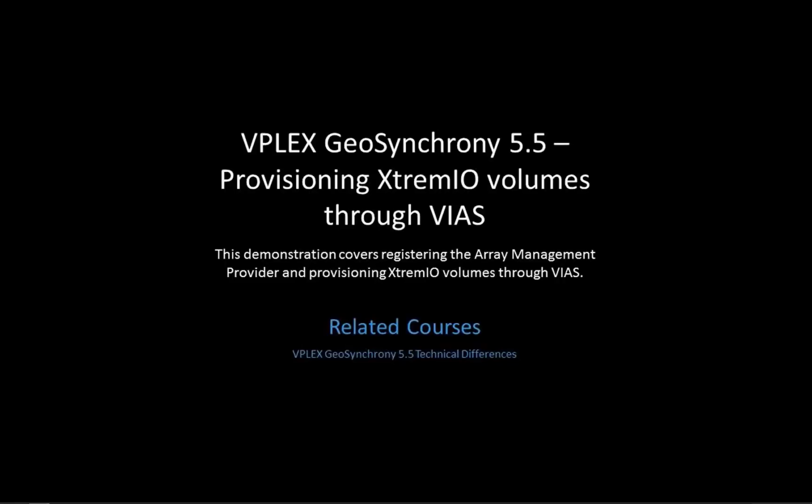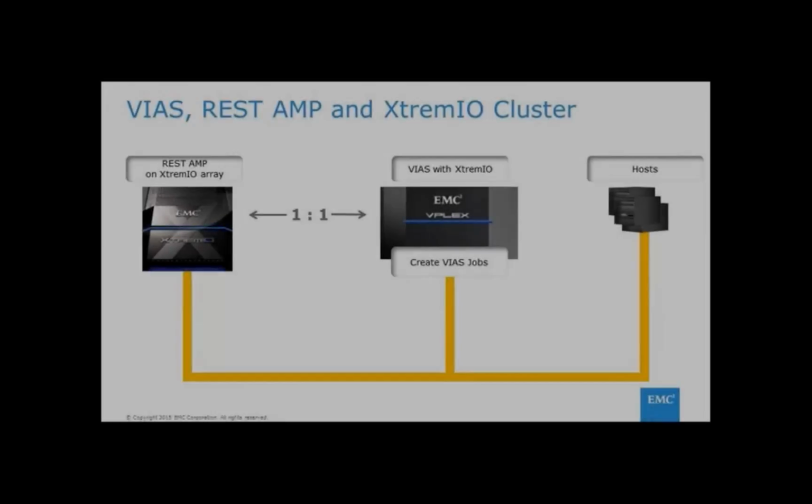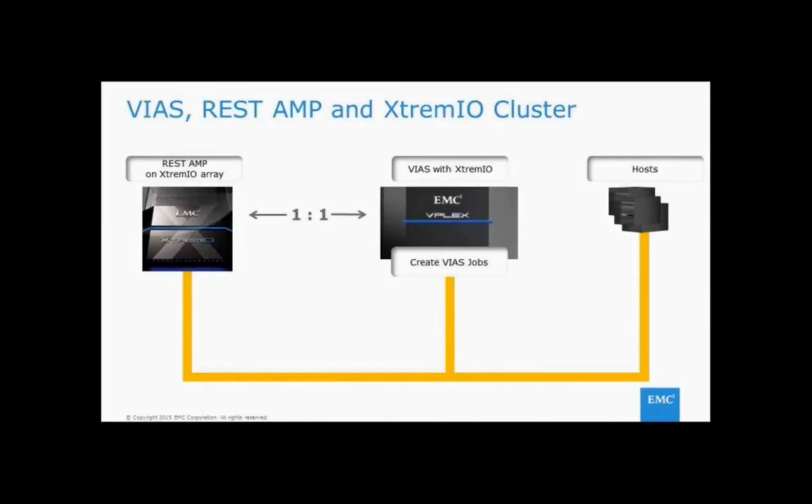This demonstration covers registering the array management provider and provisioning XtremIO volumes through VPLEX Integrated Array Services. The VPLEX Integrated Array Services, VIAS, uses the REST AMP type for the XtremIO array support. As a prerequisite, the VPLEX and XtremIO array need to be zoned following best practices. The REST AMP supporting VIAS with XtremIO arrays does not require additional software.